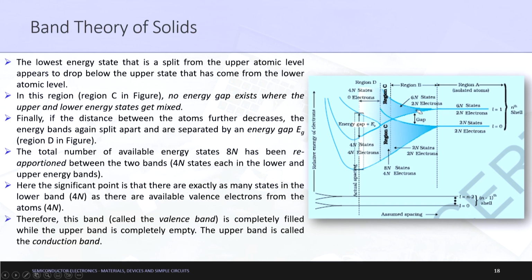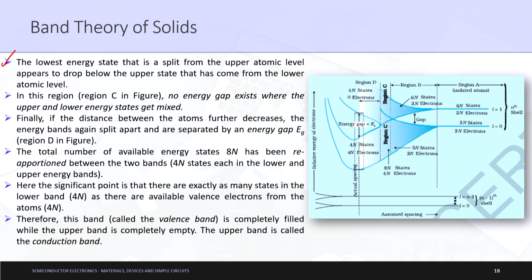Okay. Fine. So, next thing is the lowest energy state, that is a split from the upper atomic level, appears to drop below the upper state that has come from the lower atomic level. Okay. So, whatever is written here I will try to make you understand first. They are just saying that the lowest energy state, that is a split from the upper atomic level, appears to drop below the upper state that has come from the lower atomic level.